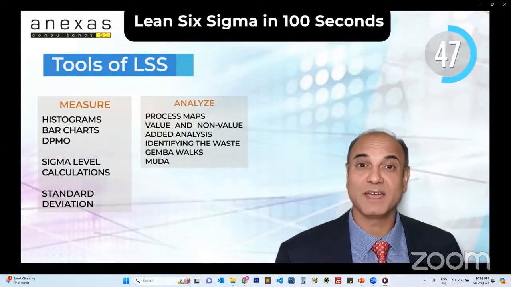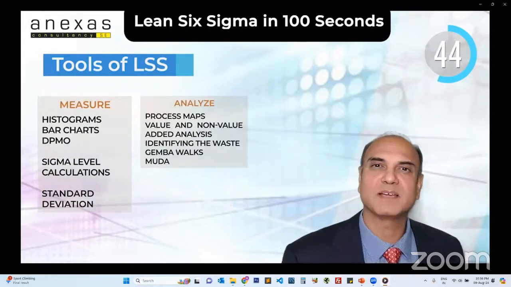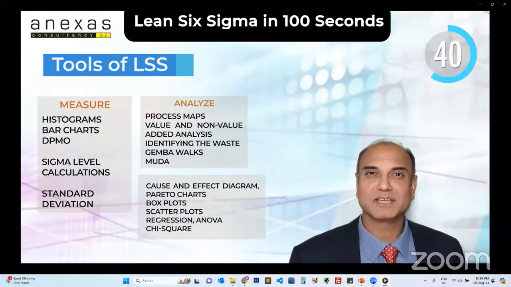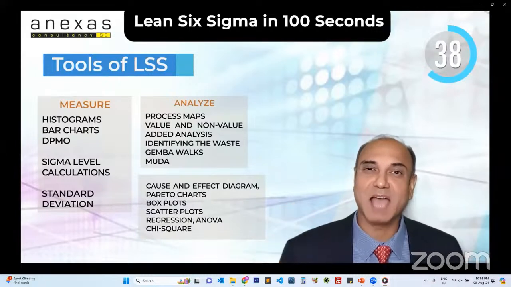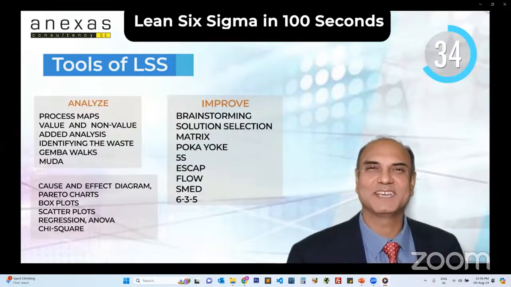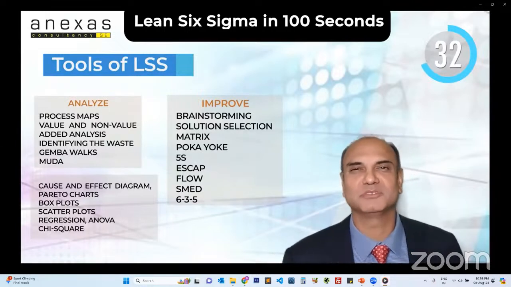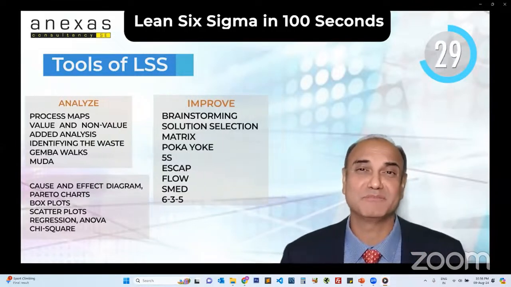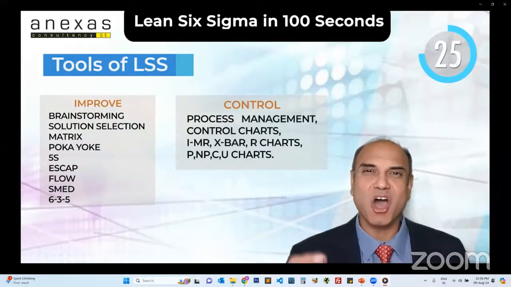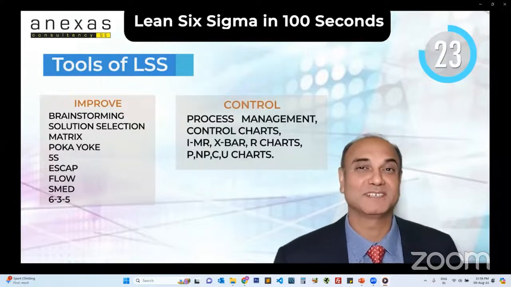In analyze, we analyze the root causes, we map the process, identify the waste, use cause and effect diagram, Pareto analysis, graphical analysis, and hypothesis tests. In improve phase, we generate ideas to take care of root causes using lots of tools like brainstorming, mistake proofing, FMEA, etc. And in control phase, we sustain the improvements for a long time by using process management and control charts.